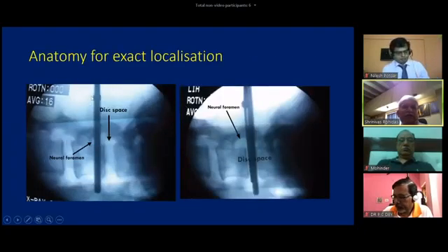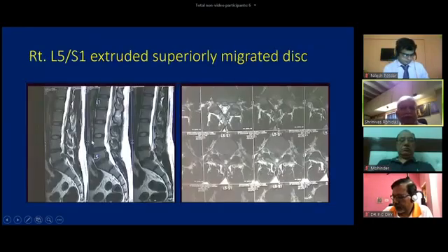Again, this is the localization. This is for the neural foramen. This is for the disc, for the interlaminar approach. Here we have to approach from the foramen. This is a representative case, L5S1 disc superiorly migrated on the right side.